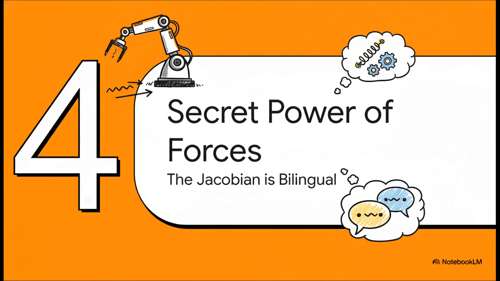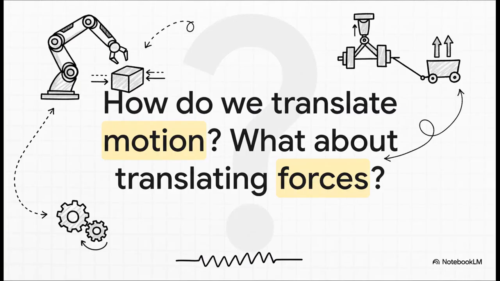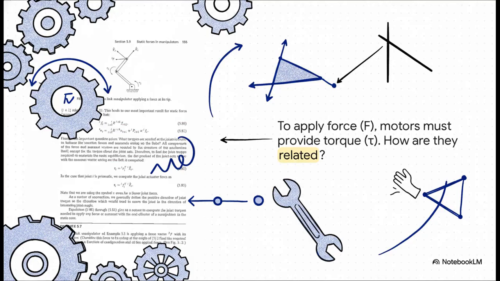Which brings us to section 4, the secret power of forces, and this idea that the Jacobian is actually bilingual. So up to this point, we've only talked about translating motion and velocity. But robots don't just float around in space, right? They interact with the world. They push things, they pull things, they lift things. So the next big question is, how do we translate a desired force at the hand into the correct torque for the motors? Take a look at this diagram.